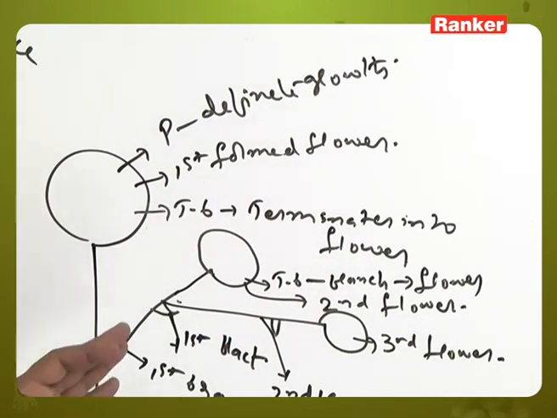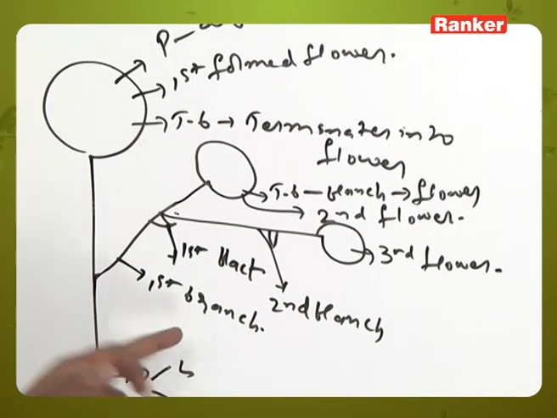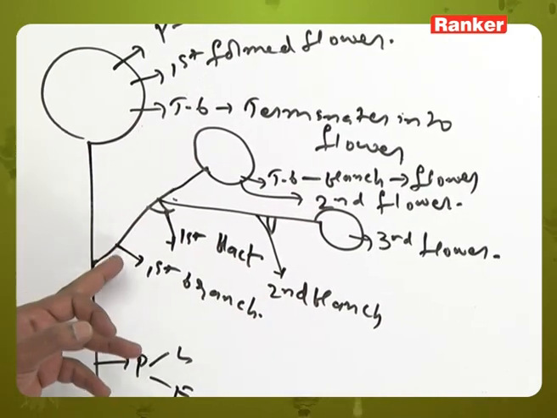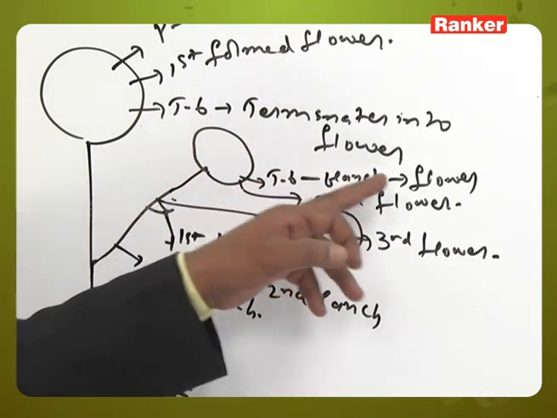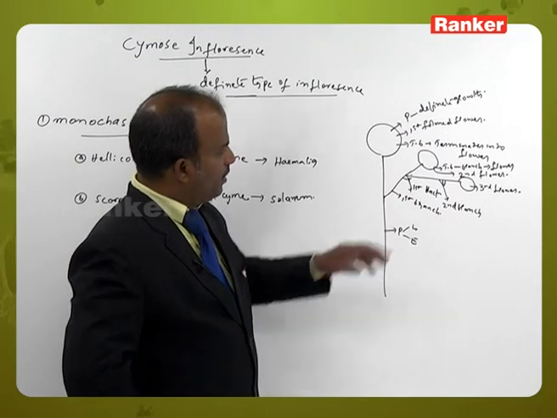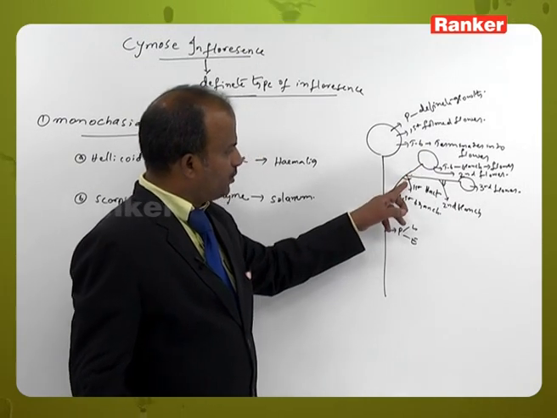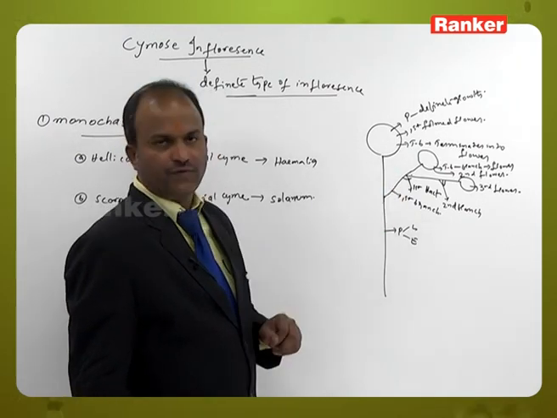Just now only I explained. From the base of the first formed flower, the first branch is arising. This branch also shows definite growth. Why? Because the terminal bud of the branch also terminates into a flower. This is nothing but the second formed flower, and this second formed flower is opposite to the first bract.